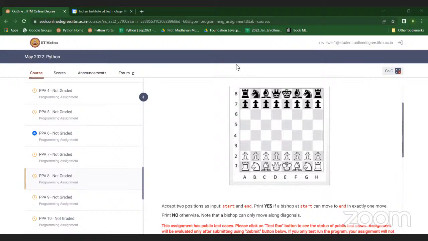So the clue here is, since you are moving diagonally, however many positions you move, from C to E, what's the difference? The difference is 2, right? From 3 to 5, the difference is 2, right? If both the differences are the same, then it can go to that position. Otherwise, it cannot go to that position, right?